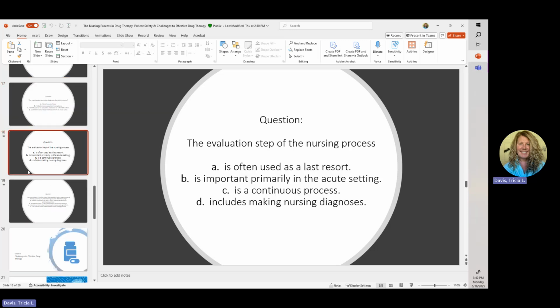Next question. The evaluation step of the nursing process is A, often used as a last resort. B, is important primarily in the acute setting. C, is a continuous process. Or D, includes making nursing diagnoses or nursing problems. So again, this is going to be C. Your evaluation is a continual process. We will continue to do this for as long as we are taking care of our patients.